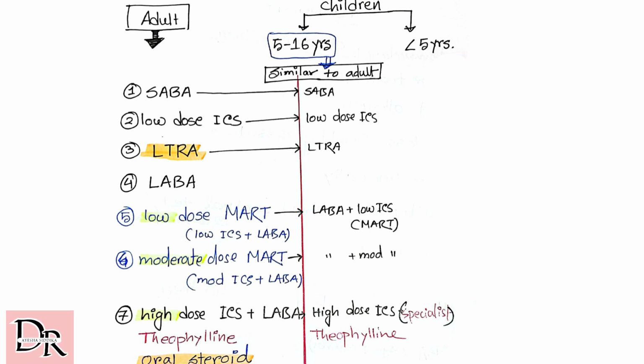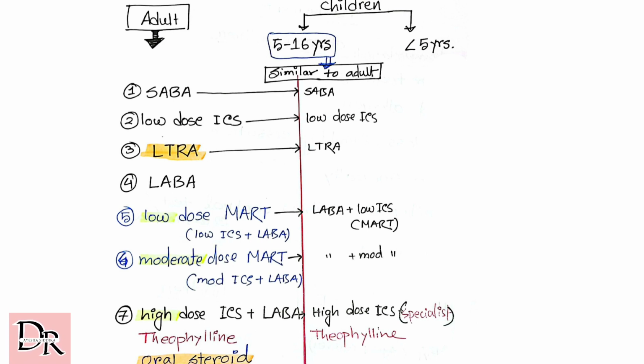We'll give SABA. For shortcut, we'll first say the names only. At the first stage, we'll only give SABA, that means short-acting beta-2 agonist. Then in step 2, we'll add low dose ICS, meaning inhaled corticosteroid. Then in the third step, we'll give LTRA, leukotriene receptor antagonist, that is montelukast. In the fourth stage, a long-acting bronchodilator, that is a long-acting beta-2 agonist, LABA. So we'll give SABA, ICS, montelukast and LABA.